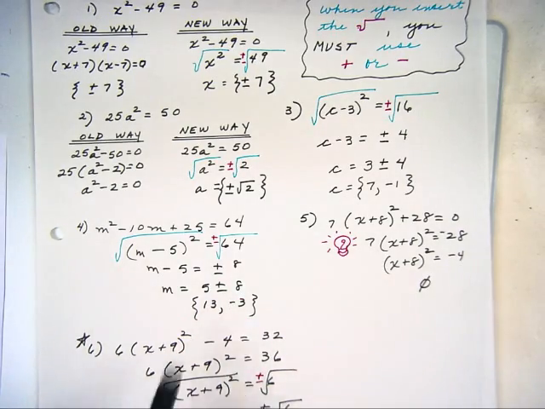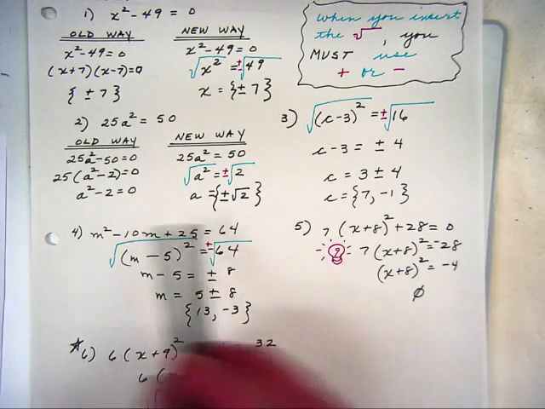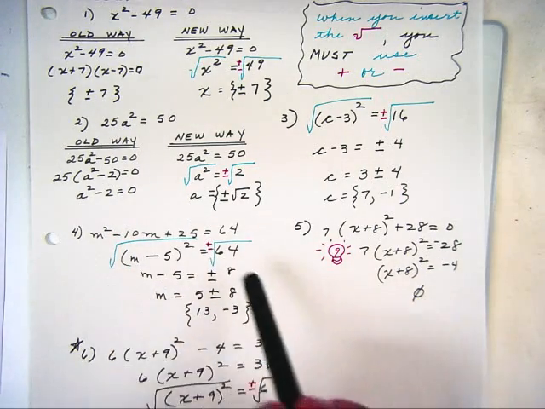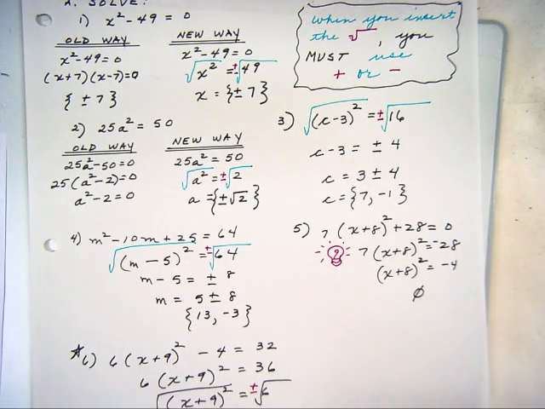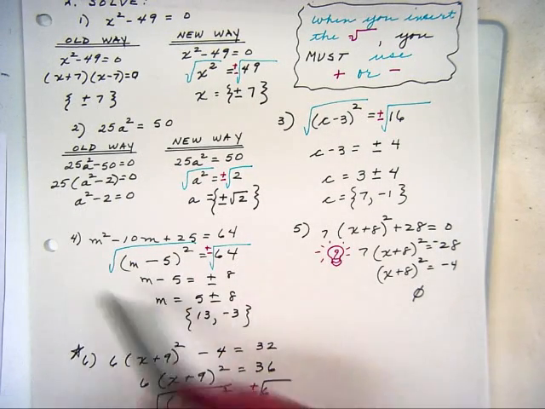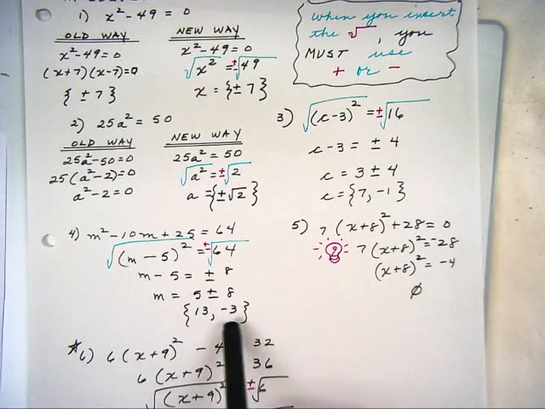which means 13 and negative 3 are your answers. So for something like this, if you graphed something like this, and to graph it, you set it equal to 0, or you put the 64 on the other side. And if you graphed it, the places this would go through the x-axis are at 13 and at negative 3.